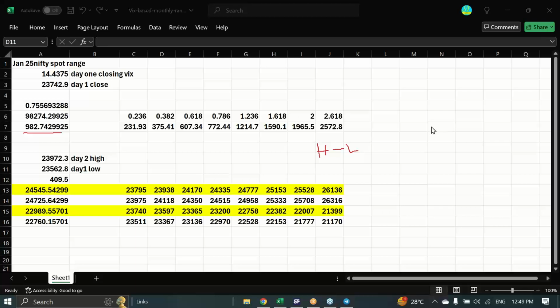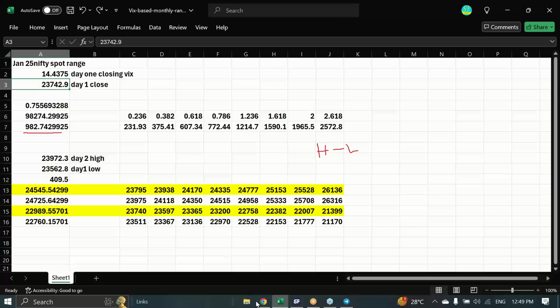How is it being calculated? I'll take the day one's closing VIX. Whenever VIX is not there, you can take the yearly volatility also. So here I'll be taking the closing VIX for the Nifty, then the closing price of the Nifty on the first day. Why the first day's closing and all that, you can get in my other lectures.